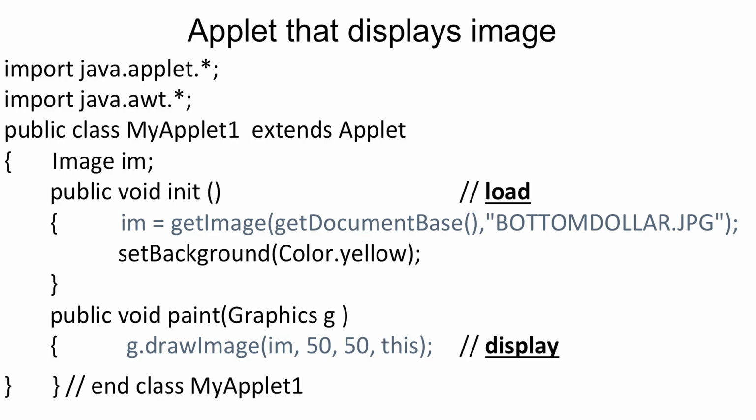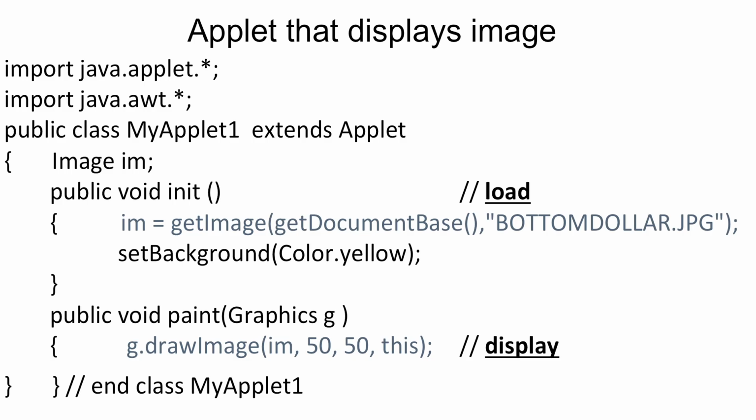Like in the previous program, where we used AC equals to getAudioClip, in the case of an image we will write getImage here. So, this is getImage, and getDocumentBase also here, and bottom$.jpg. This is the name of the image file.